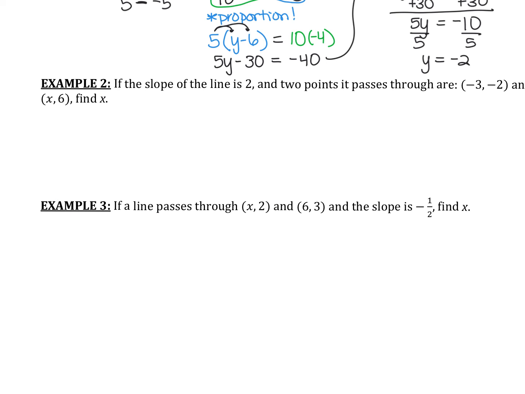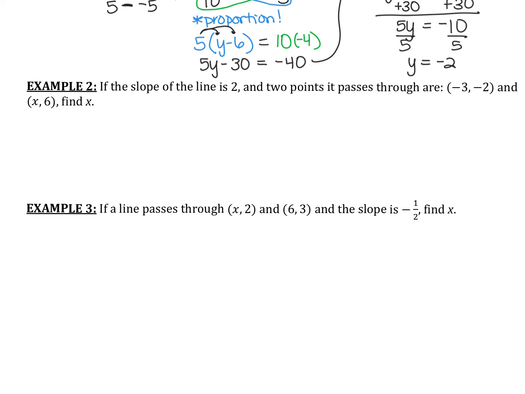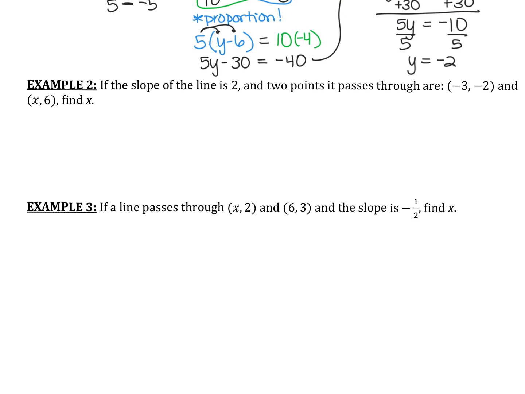Okay, so this says if the slope of the line is 2 and 2 points it passes through are negative 3, negative 2, and x, 6, find x. Okay, I'm going to label my points: x1, y1, x2, y2. And now I'm going to fill out my slope.